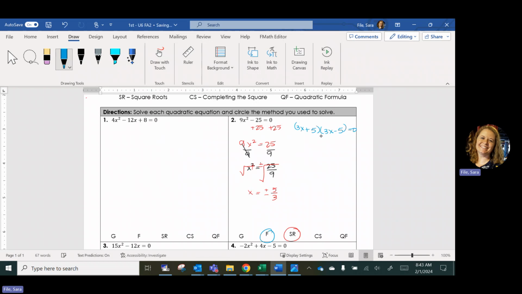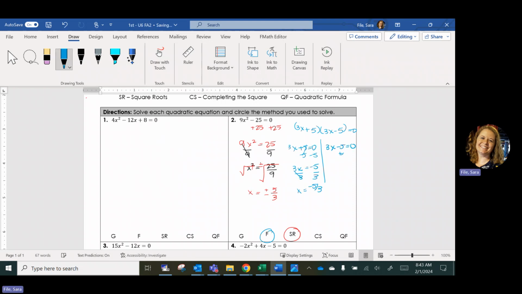And then when you have it factored set equal to 0, you split and solve. And I would solve each of these separately. So for this one, I would have to subtract the 5 over and then divide by 3. So I get negative 5/3.